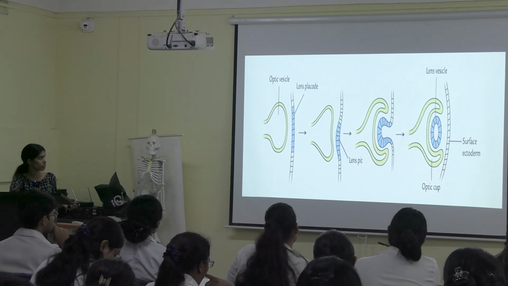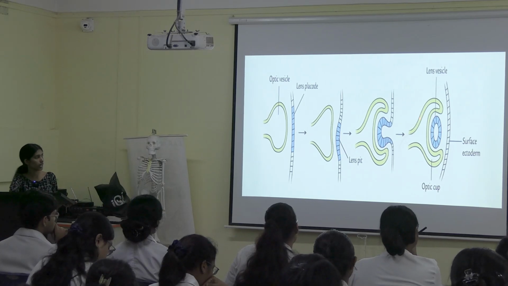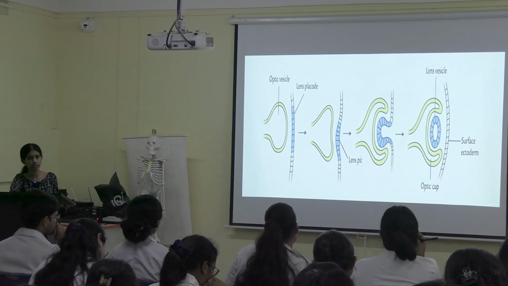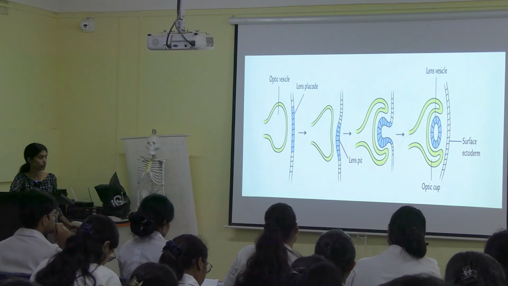First, we can see the lens placode followed by lens pit. Then we have lens vesicle. At last, we can see the formation of lens. Any doubts in this? Okay.